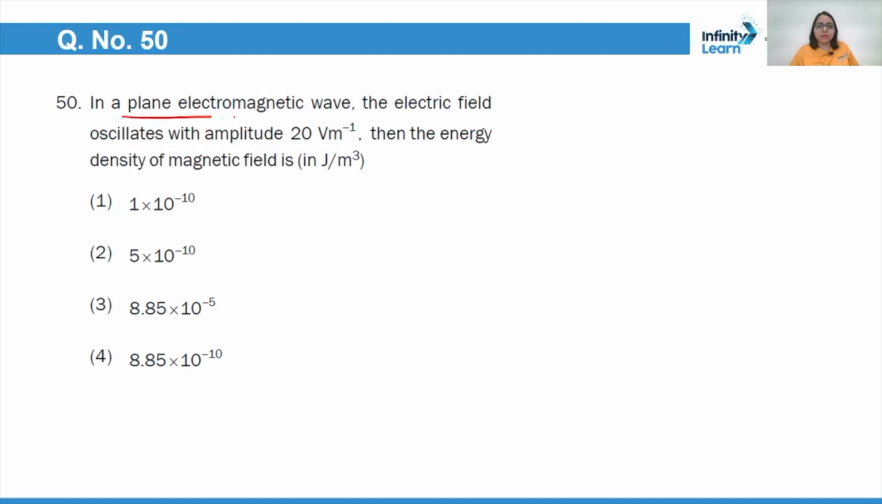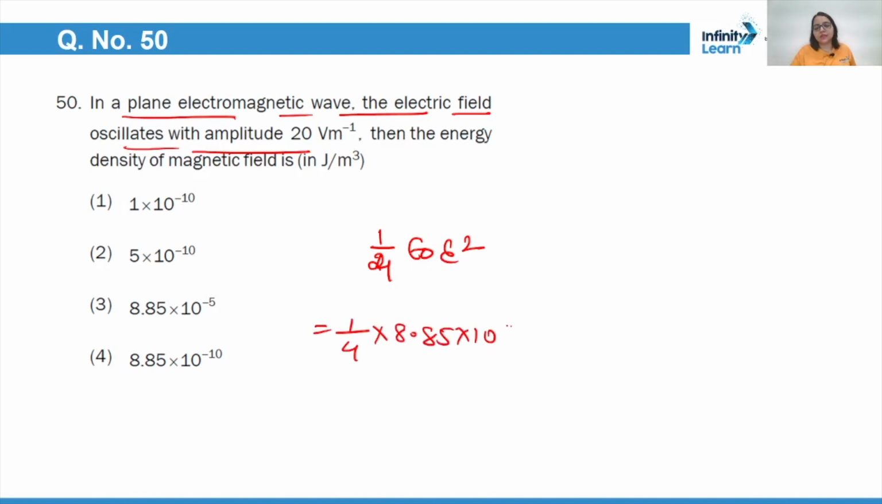Question number 50. In a plane electromagnetic wave, the electric field oscillates with amplitude this. Then the energy density of the magnetic field is. So it is the same as that of the electric field, which is 1 by 4 epsilon naught E square. So it is 1 by 4, 8.85 into 10 power minus 12 into E square, which is 20 into 20. So this will be 100. So it is 8.85 into 10 power minus 10 joule per meter cube.